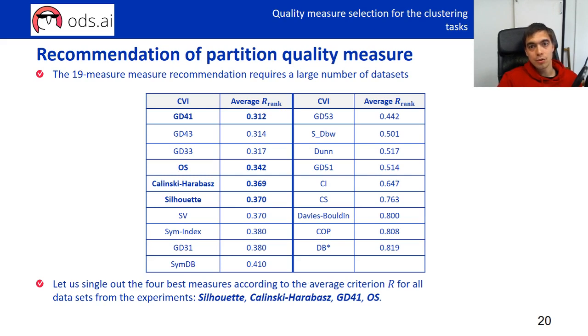However, the recommendation of 19 measures is not rational, as it requires more datasets. In this regard, we chose 4 quality measures listed at the bottom of the slide in terms of their average rank scores across all datasets from the experiments. So these measures are silhouette, Calinski-Harabasz, one option of the generalized Dunn measure, and OS index.